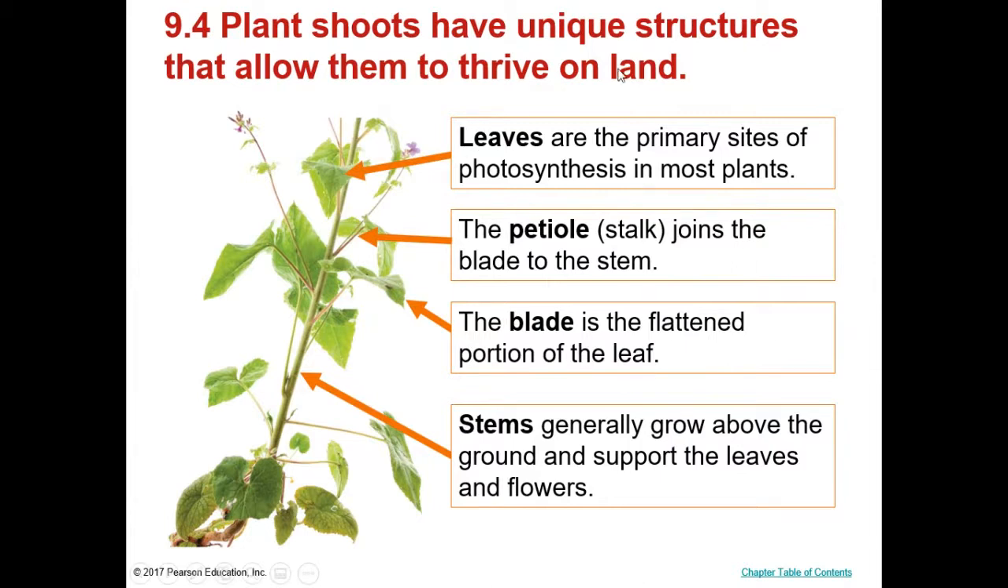Okay, so these are the basic parts of a plant. Leaves are for photosynthesis. Petioles are stalks that join the blade, which is essentially the actual tissue of the leaf, to the stem. All right. So again, the blade is the actual leaf tissue, and the petiole connects that to the stem right there. All right, so you can say that petioles in larger plants might become branches, right?